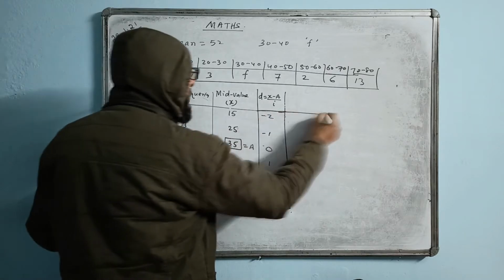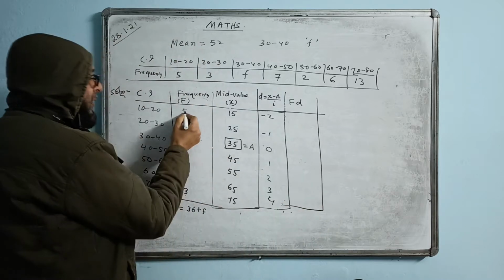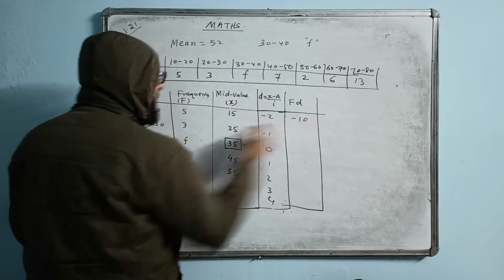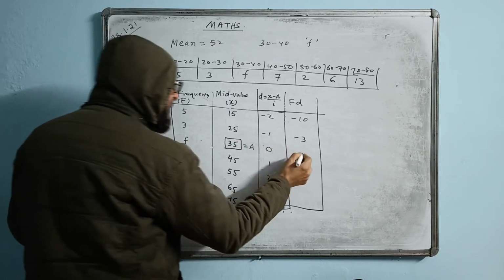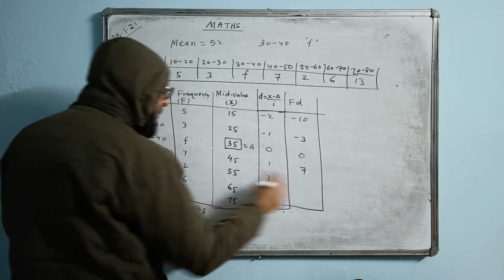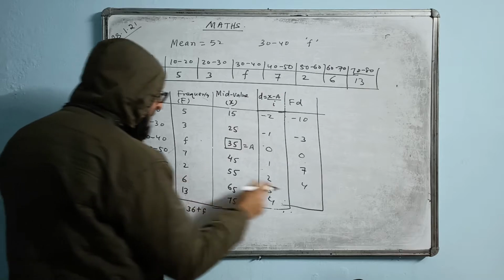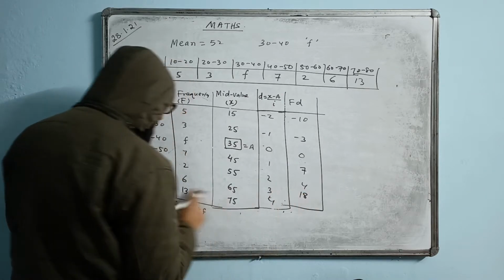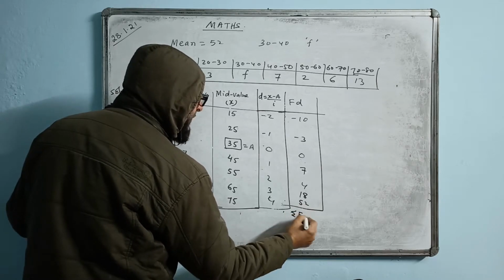Now I will do f into d. f into d I will do now. fd: multiply. 5 into this is coming minus 10. 3 into minus 1 is coming minus 3. 7 zeros are 0. 7 ones are 7. 2 twos are 4. Much smaller numbers are coming in. The calculation becomes so fast. 6 threes are 18. 13 fours are 52. Okay, now I'll add.